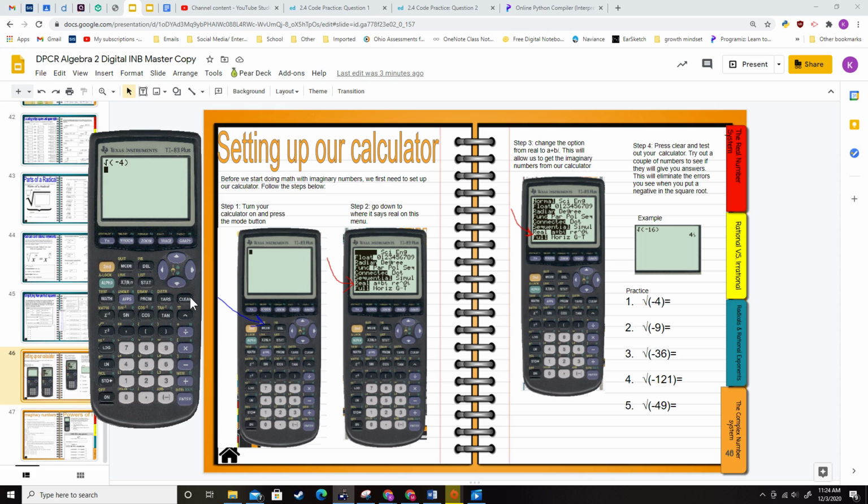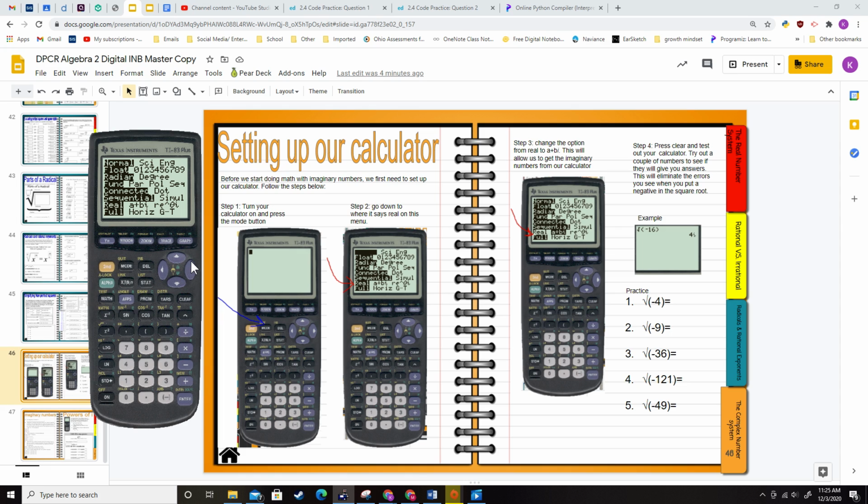First step, turn on your calculator and press the mode button. The mode button is right up here. So let's click this. Now the mode button gives us a lot of different menus that we're going to be seeing in different types of math. A lot of these things you're not going to really get into in high school. This is mostly for college at some point. So what we're going to go to is down here to this 2, 3, 4, 5, 6th option.